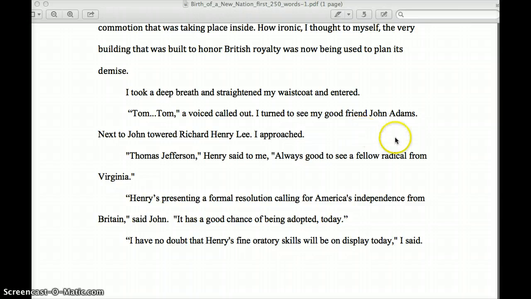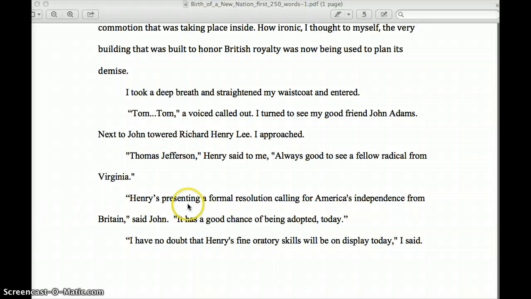Notice that there are specific references to other historical characters, John Adams and Richard Henry Lee. Okay? For the readers that don't know who Richard Henry Lee is, I use dialogue as an opportunity to give a little bit more information about him. Thomas Jefferson knows him. Thomas Jefferson worked with him in Virginia. So I just use this dialogue here to say that he was a fellow radical from Virginia. And remember, during colonial times, the radicals were the people that were most willing to go to war and shed blood to get what they wanted.